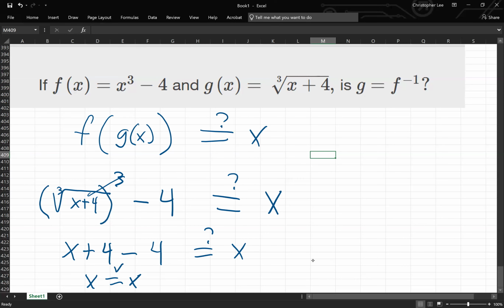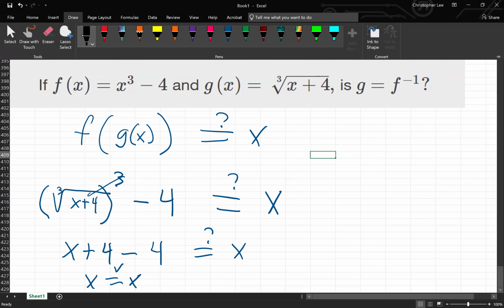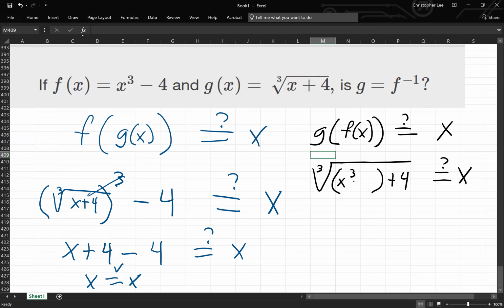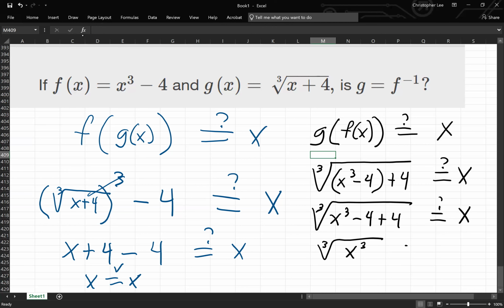And that's it. Those are your inverses. You could also do the reverse if you feel like that's easier, no pressure. You could have done g of f of x, and you want to know, does that equal x? So we take g of x, which is the cube root of, and instead of the x, I put parentheses plus 4. Let's plug in f of x, so this becomes x cubed minus 4. Let's drop the parentheses. This becomes the cube root of x cubed minus 4 plus 4. The minus 4 plus 4 cancel out, leaving just the cube root of x cubed. Does that equal x? And in fact, x equals x. So yes.